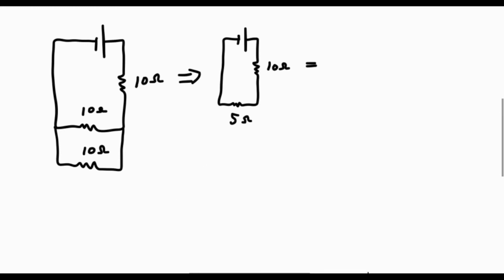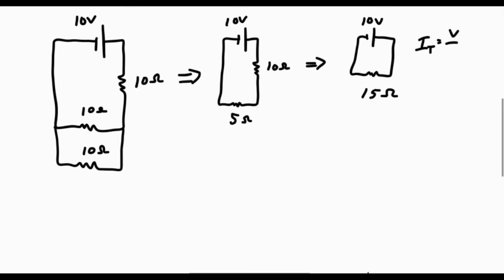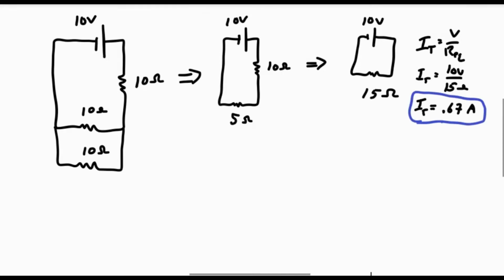Now 10 ohms and 5 ohms in series act like a single resistor with a resistance we'll call RS. And of course 10 plus 5 equals 15 ohms. This is the so-called equivalent resistance of the circuit. The next step is to apply Ohm's law to the circuit as a whole in order to find the total current. I equals V over R, 10 volts over 15 ohms is 0.67 amps. That's the amount of current coming out of the battery.